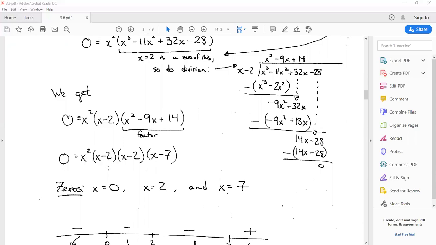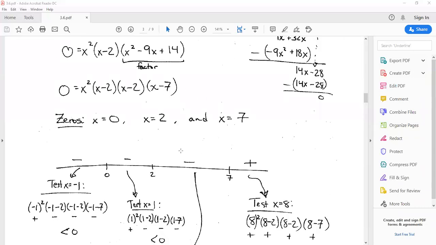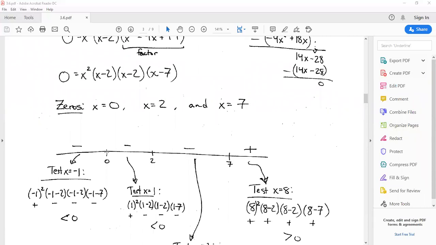So in fact, we get 3 zeros: x equals 0, x equals 2, and x equals 7. And it looks like the first 2 zeros have multiplicity 2. The last zero has multiplicity 1. That might help us out if we're doing some kind of graphical solution. But if we don't want to do the graphical solution, then we'll just go for it and test points like we had before. We can test a value that is less than 0, and my favorite one is -1.